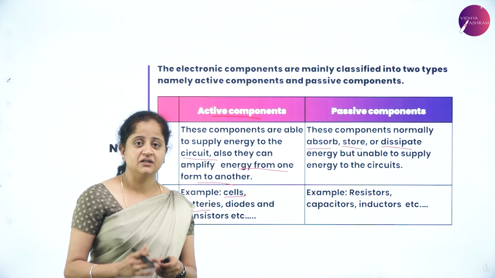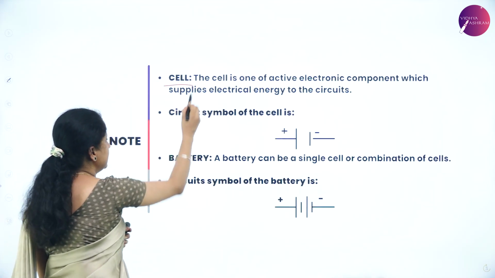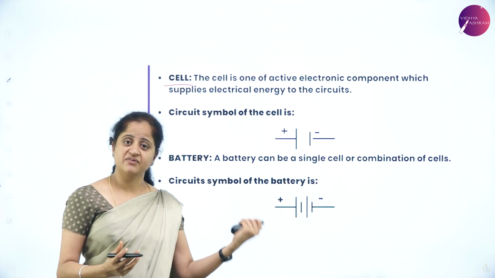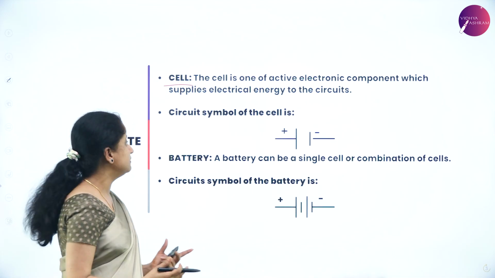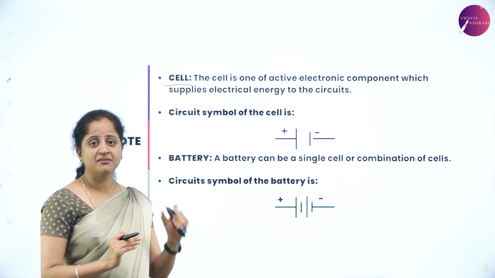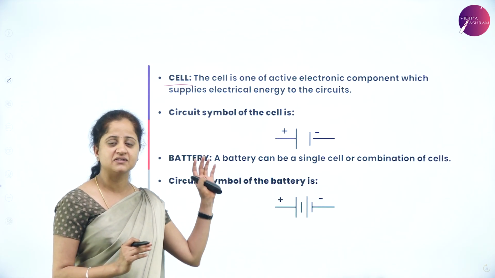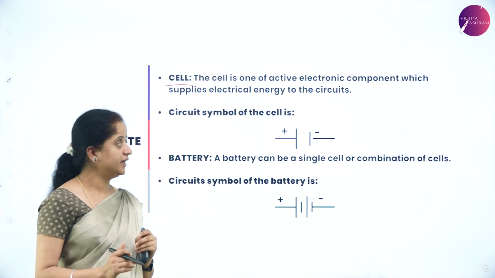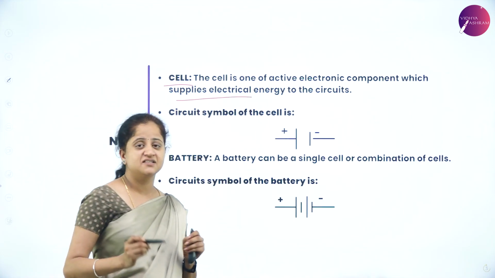So in this chapter, we have to know about the cell. What is a cell? What is a battery? Resistor and capacitor we have already studied. So what is a cell basically? It is one of the active electronic components. Why am I saying active electronic component? Because a cell is used to supply energy. It is one of the active electronic components which supplies electrical energy to the circuits.